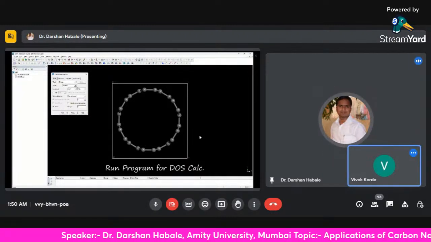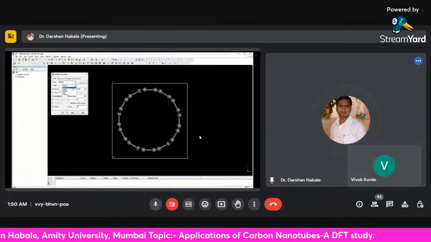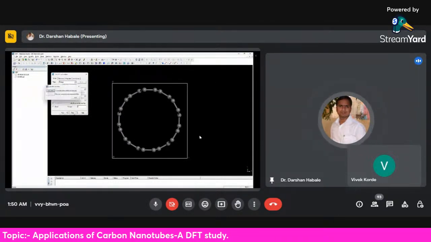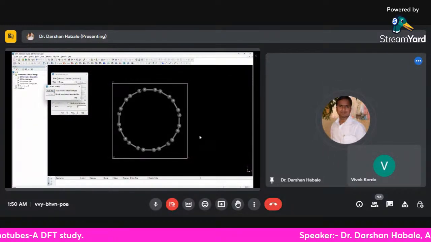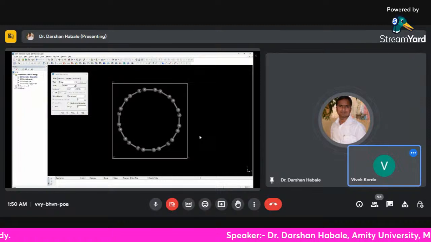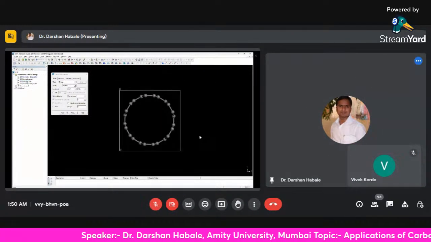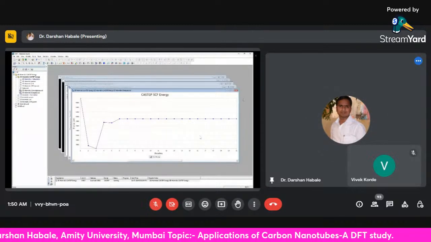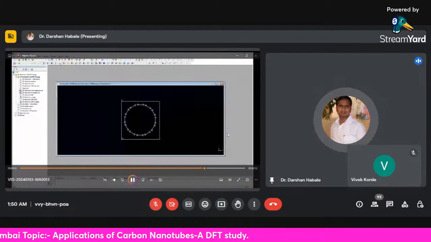Various calculations are possible. So you just go to density of states, charge transfer, or any other. And there are various parameters to set. For that you need to study a little bit of DFT. Without that you can't learn. But I'm just showing you the sample program, how to run the optimization. So just click on run program. It starts running, it starts to optimize.